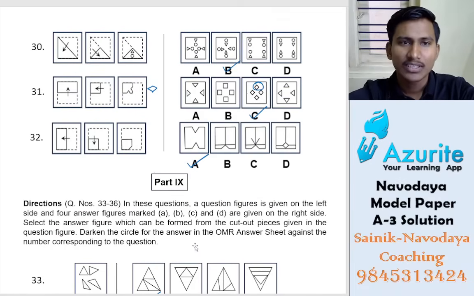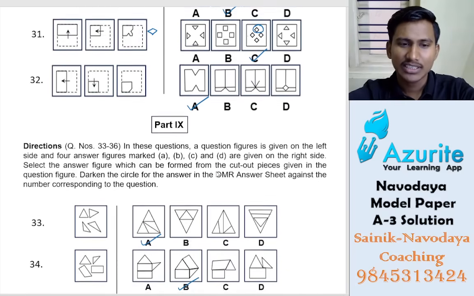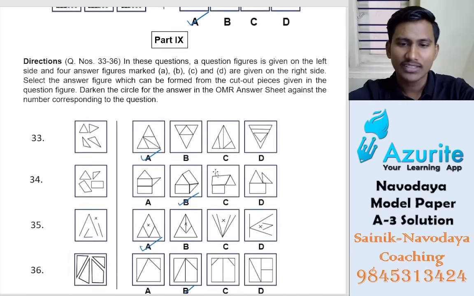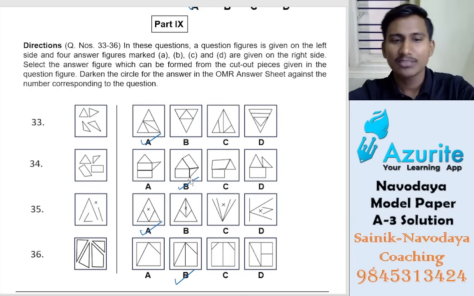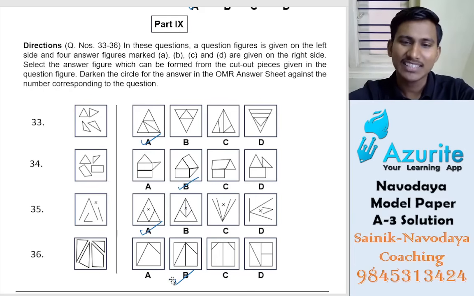Okay. So 30 is B, 31 is C, 32 is A, right? Next 33, 34, right? So 33 is A, 34 is B, 35 is A, 36 is B.